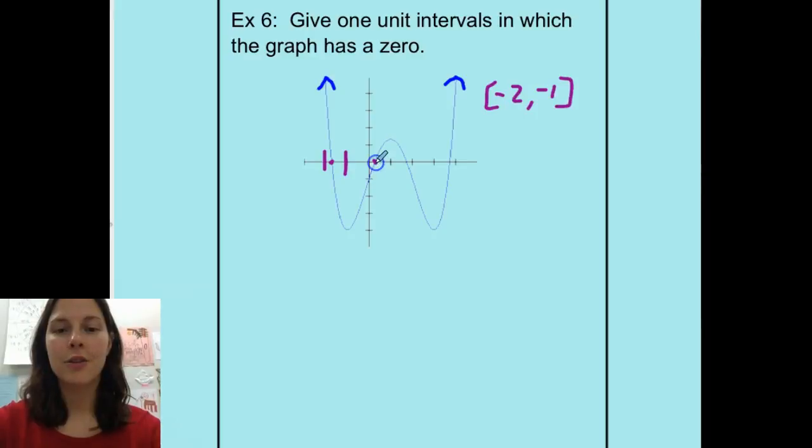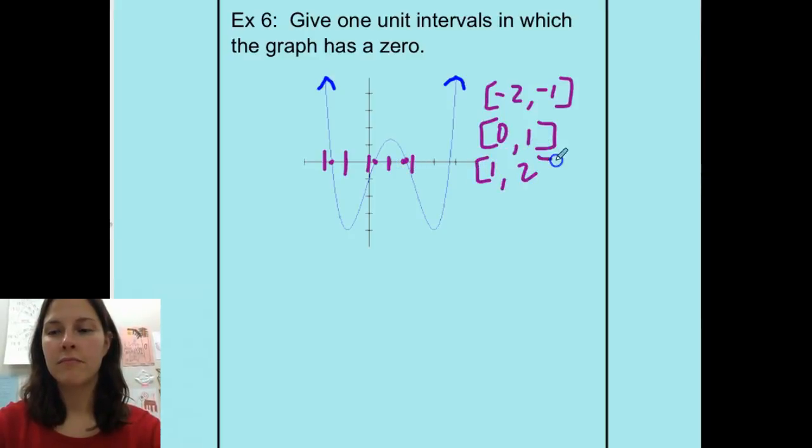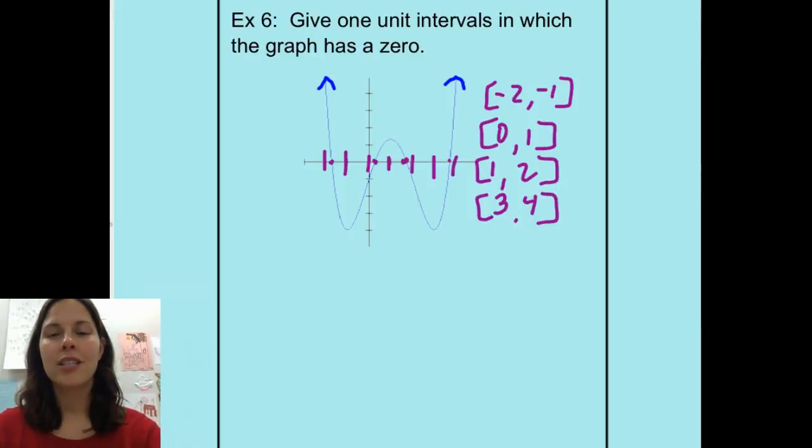Our second 0 occurs between 0 and 1. Our third 0 occurs between 1 and 2. And our last 0 occurs between 3 and 4. Notice we gave 1 unit intervals. So the distance between those two x values that I wrote down is 1 unit.